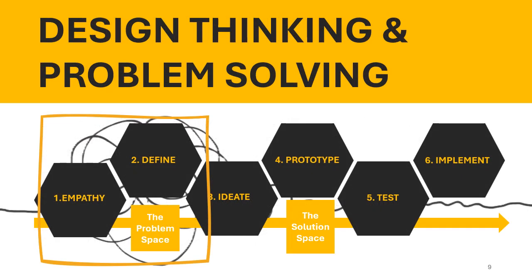Here we have our image of the design thinking process. And as you can see, where we have our yellow box in the beginning of empathy and define, this is where we're going to be hanging out today. We are hanging out in the problem space. This is where we try and empathize with the users, the stakeholders, understanding what is actually going on, and then we try and define it. We try and pull it into some kind of problem statement.